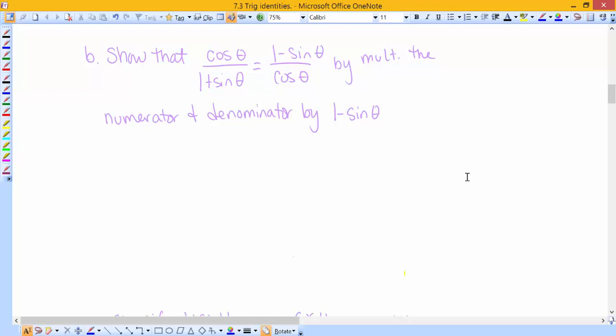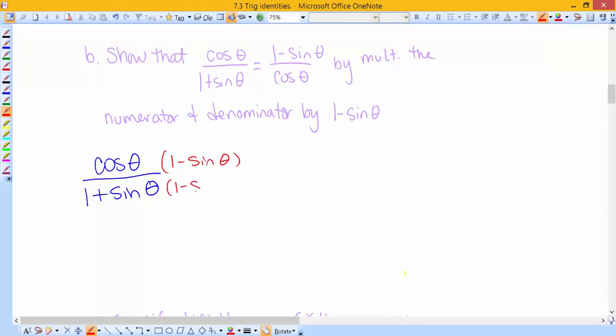Okay, excuse me. I need to show that the left side equals the right side by multiplying the numerator and the denominator by 1 minus sine of theta. So I'm going to rewrite the left side. Cosine of theta over 1 plus sine of theta. Now it says I need to multiply by 1 minus sine of theta to the numerator and the denominator. So let me show that first. So here's multiplying to the numerator, and here's multiplying to the denominator.